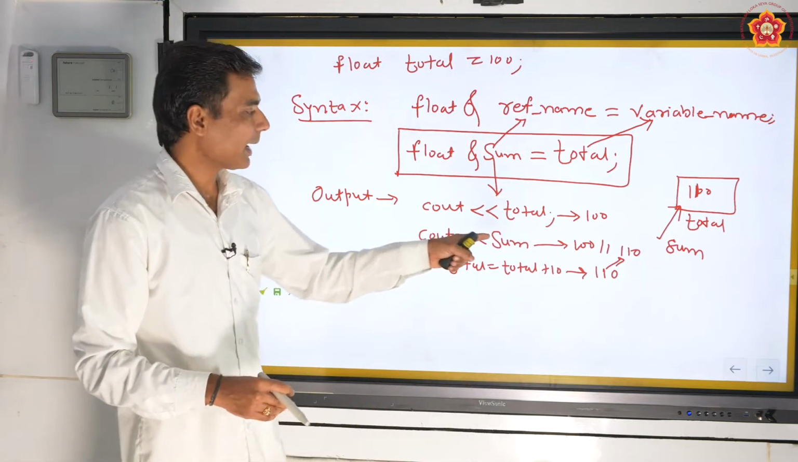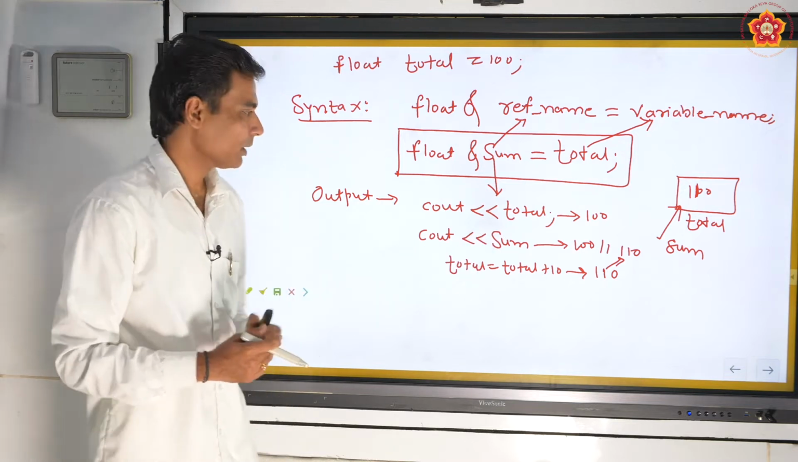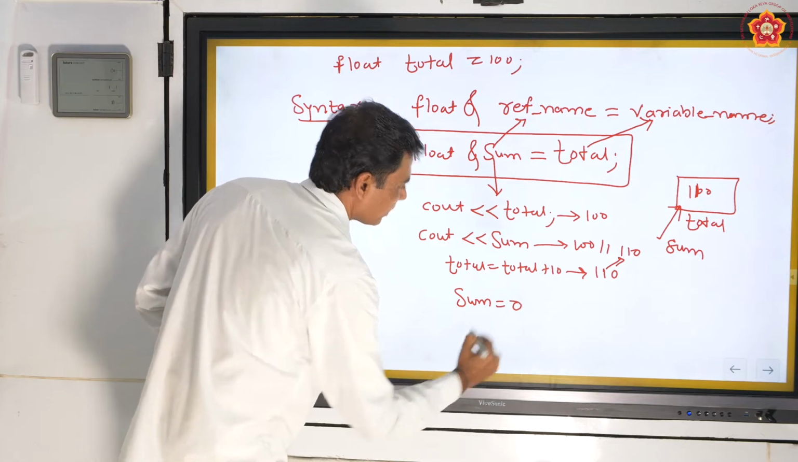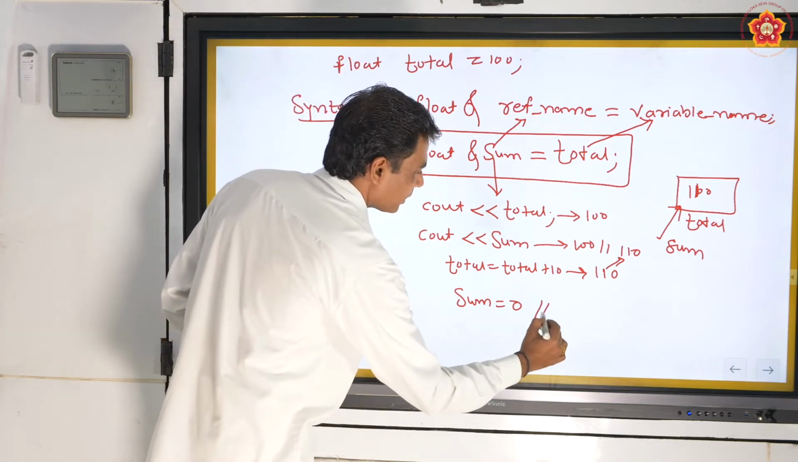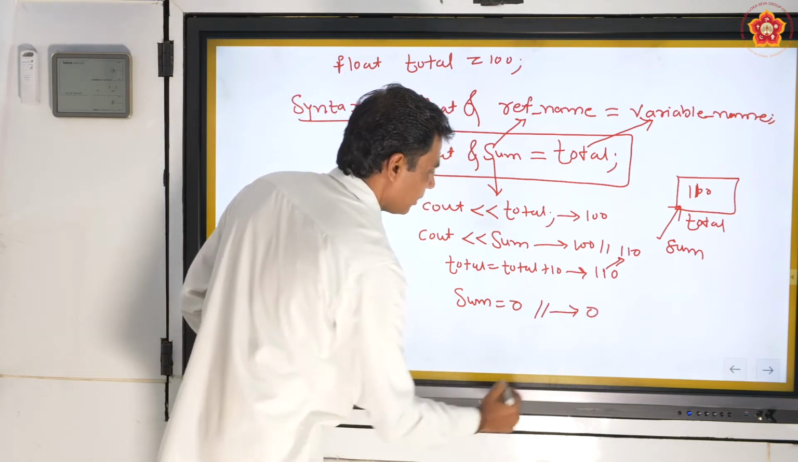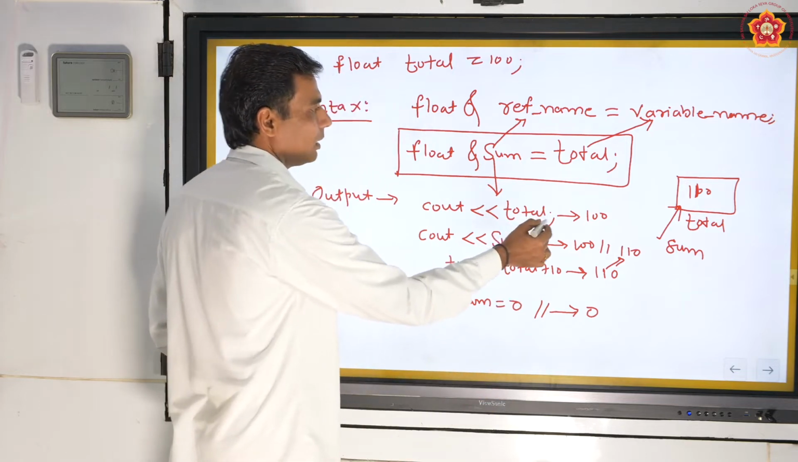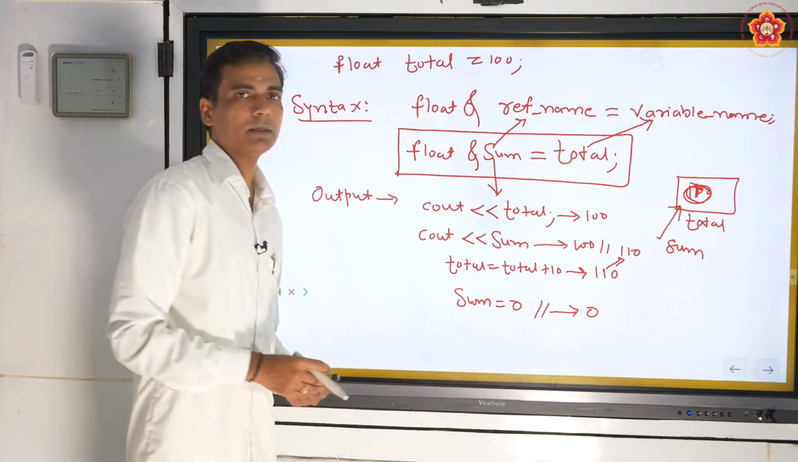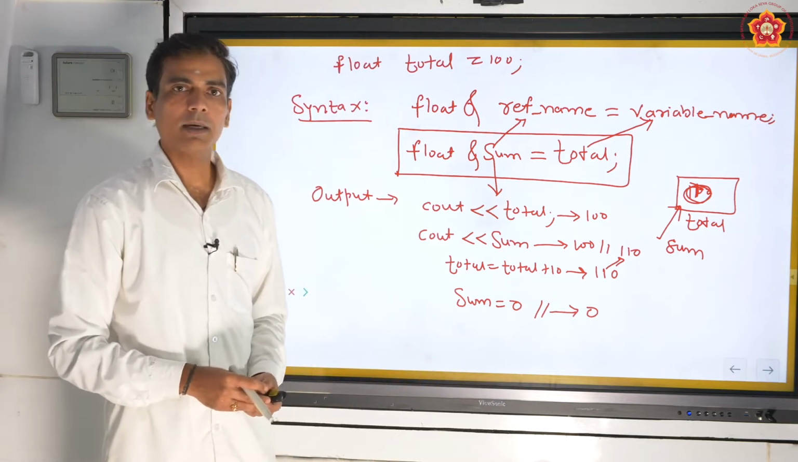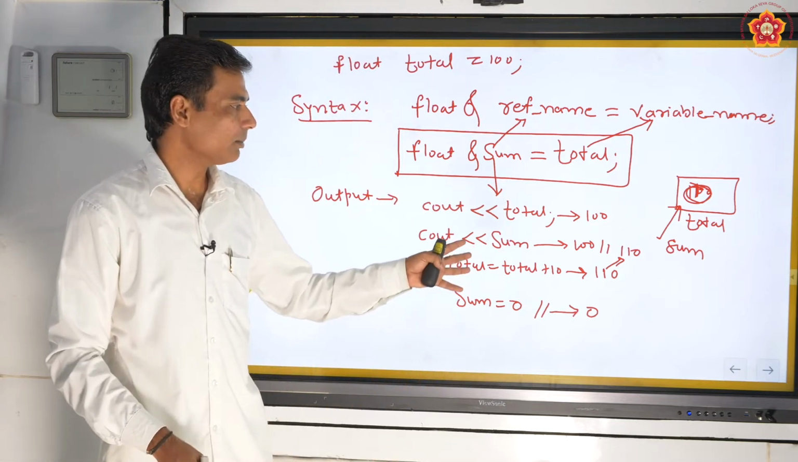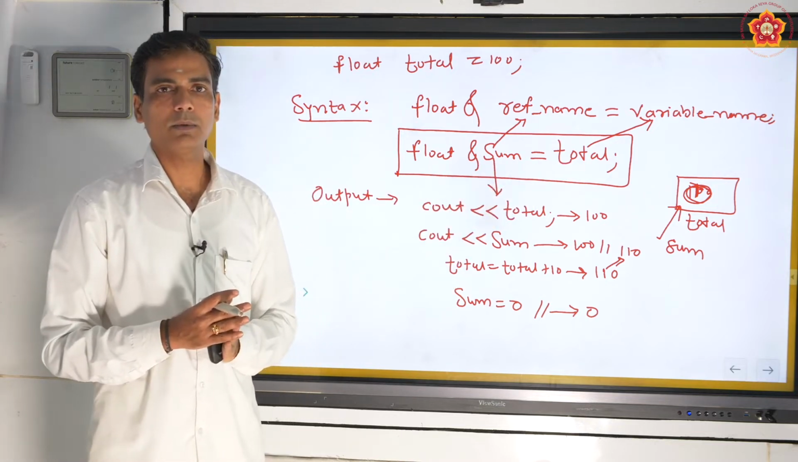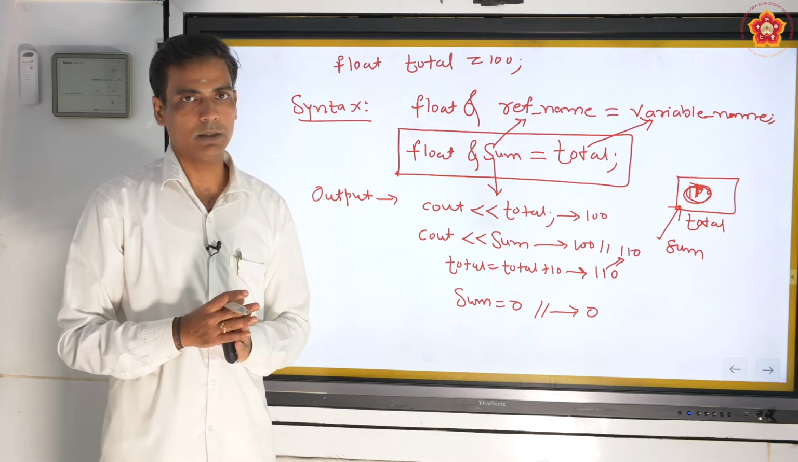And suppose I do some manipulation on the sum. Suppose I assign sum is equal to 0 here. Then if I output the sum, it will print 0, and if I output the total, it will also print 0, because I am changing the actual contents with the help of the sum. So this indicates that both the actual variable and the reference variable point to the same memory location.